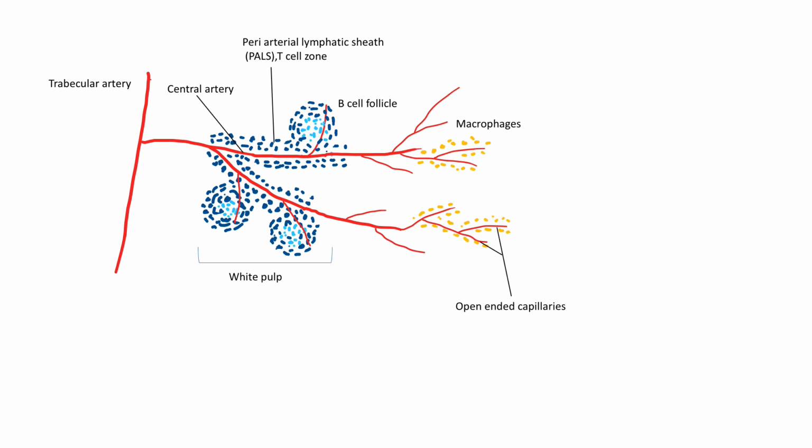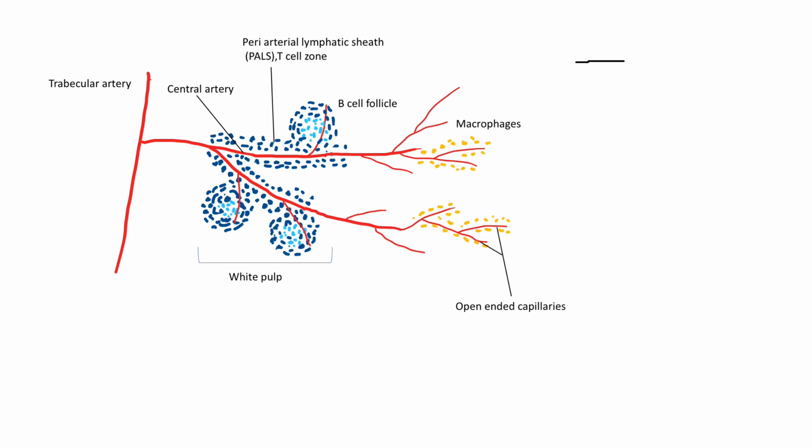After central arteries leave the white pulp, they divide into branches and ultimately form capillaries. These capillaries are surrounded by a rim of macrophages, like central arteries are surrounded by a rim of T lymphocytes. So these macrophages phagocytose any damaged or old RBC that leaves these capillaries. Another characteristic of these capillaries that makes them unique is that these are open-ended capillaries.